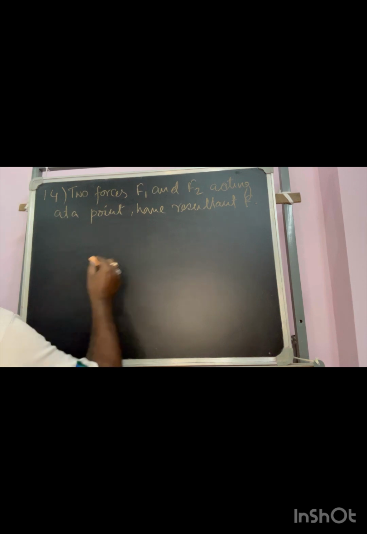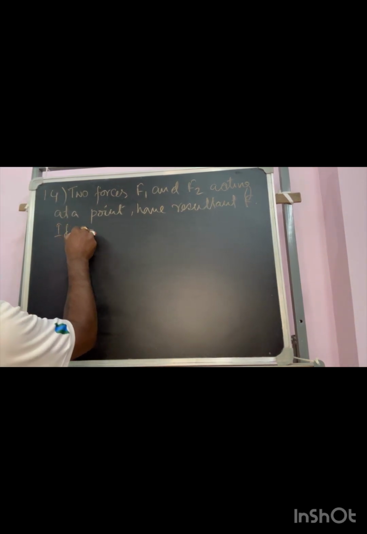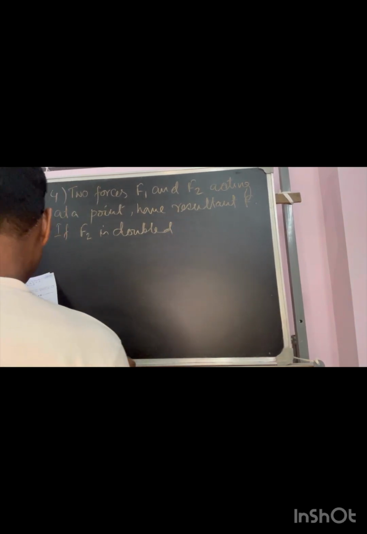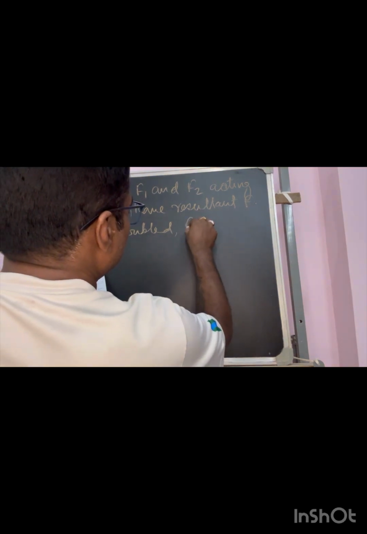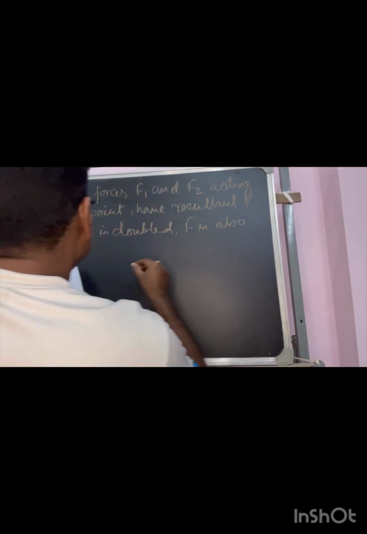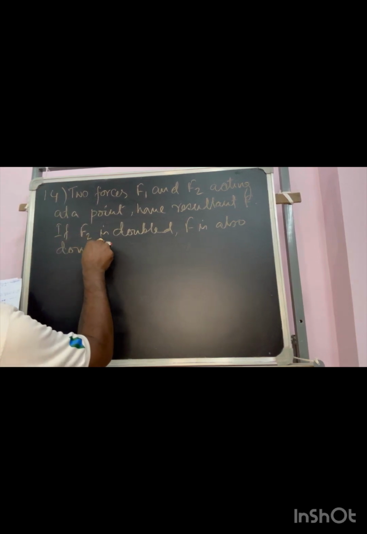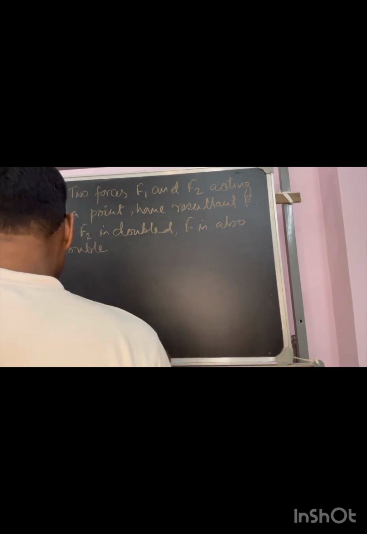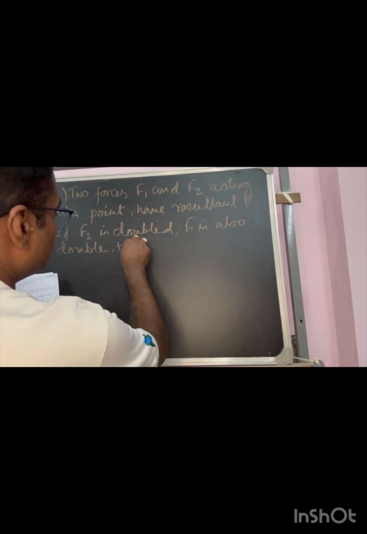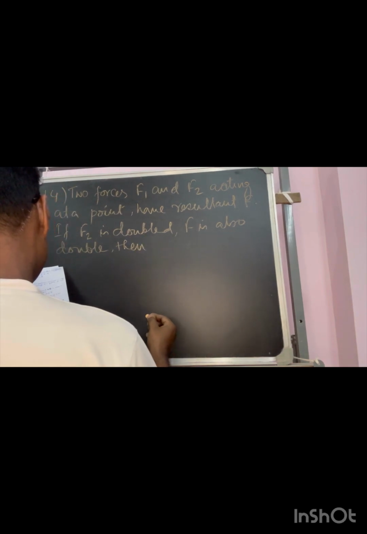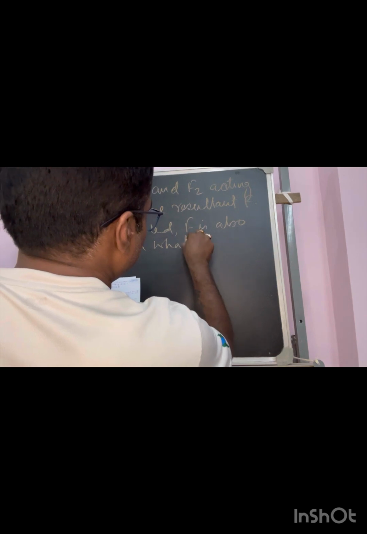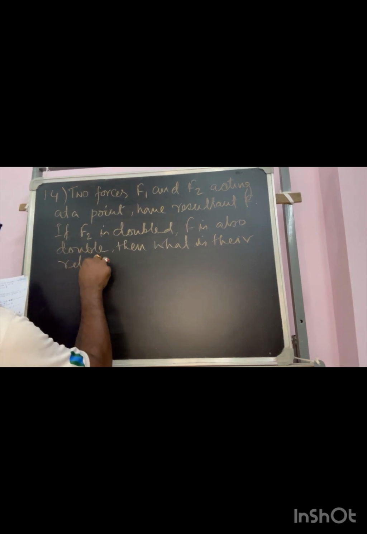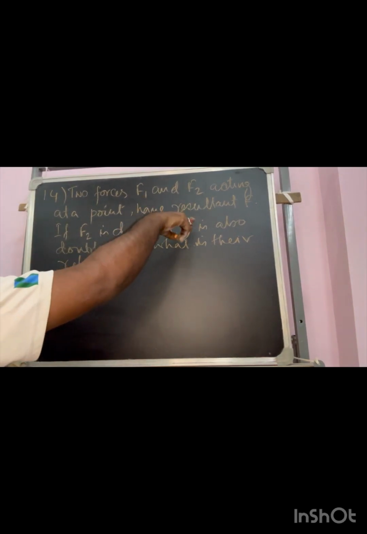If F2 is doubled, now the condition comes, if F2 is doubled, F is also doubled. Means out of the two forces, if I double F2, the resultant F also will be doubled. Okay, then what is their relation? That means you have to find the relation between F1, F2 and F.